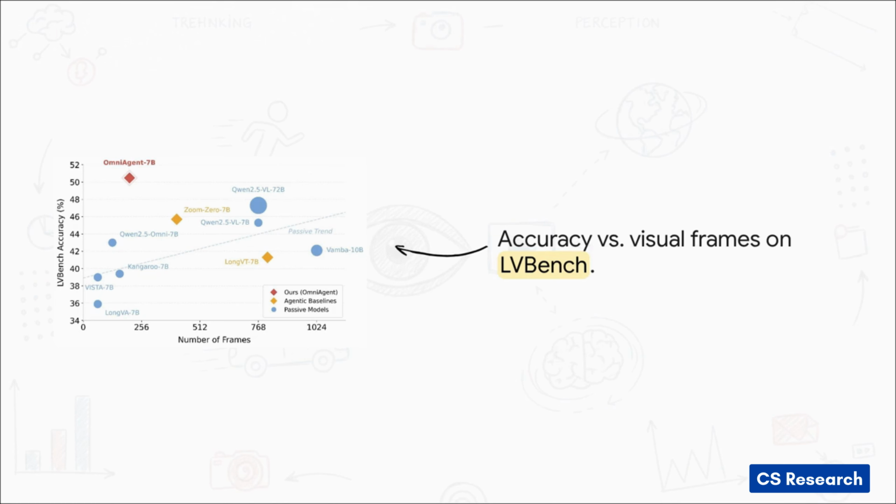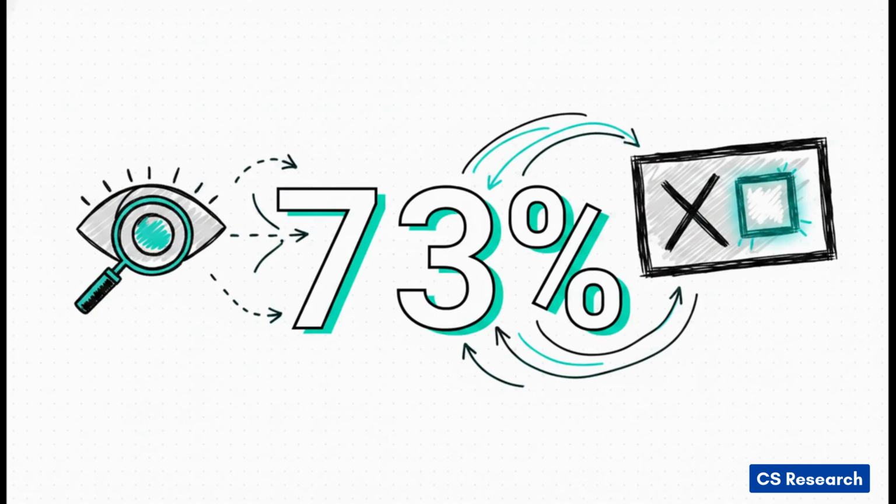But look for that red diamond. It's sitting completely alone way up in the top left corner of the chart. That right there is OmniAgent. It's achieving the absolute highest accuracy of the entire group while processing an incredibly, almost shockingly low number of visual frames. It completely breaks the curve. Let me just pause and emphasize this number to put a hard figure on what we just saw in that chart. OmniAgent uses 73% fewer frames than its massive passive competitors.